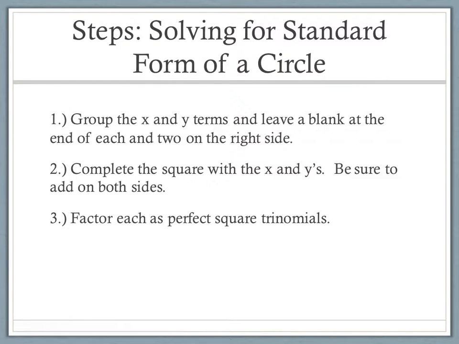Some steps to look at. First, we need to group the x's and y's together, and then leave some space behind both of those, and space on the right side of your equation. Then we're going to complete the square, and then we're going to factor them, and you'll see as we do a couple of these examples.